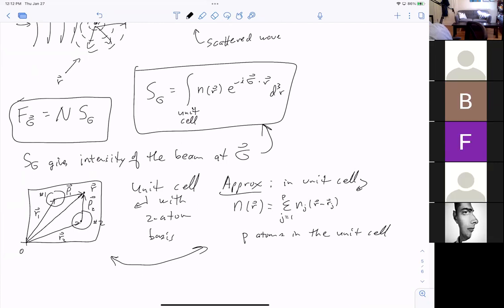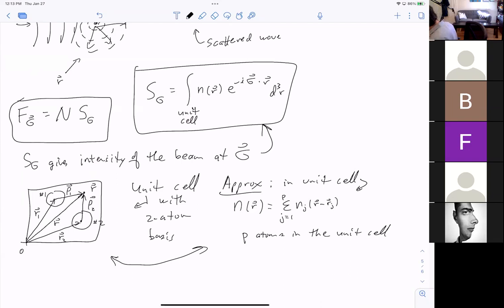Professor, is this unit cell equal to the basis? R minus R_j. Wait, let me make sure that I have this definition. R minus the what? Right now we have two atoms in our unit cell, but I'm wondering whether this is equal to the basis we choose to represent our overall crystal structure.